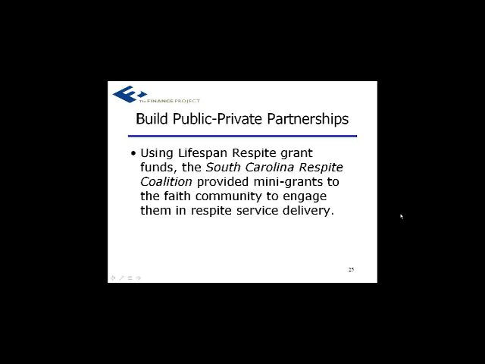The South Carolina Respite Coalition provided mini grants to the faith community to engage them in respite service delivery, and they've really been able to build a very nice network that has a broad reach into the community and are able to really meet folks who need the respite service where they are.